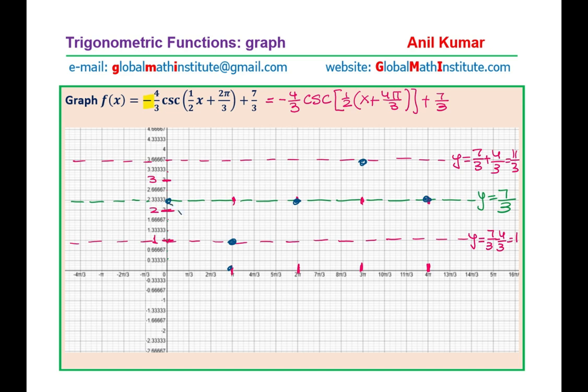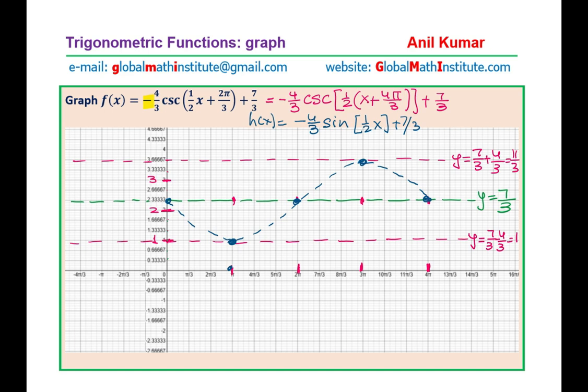So this graph, which I am drawing here, is basically the sine function without the phase shift. Is that clear? So what I have drawn in blue, let me call this h of x equals minus 4 by 3 sine of half x plus 7 by 3. Makes sense, right? We have not done the phase shift.